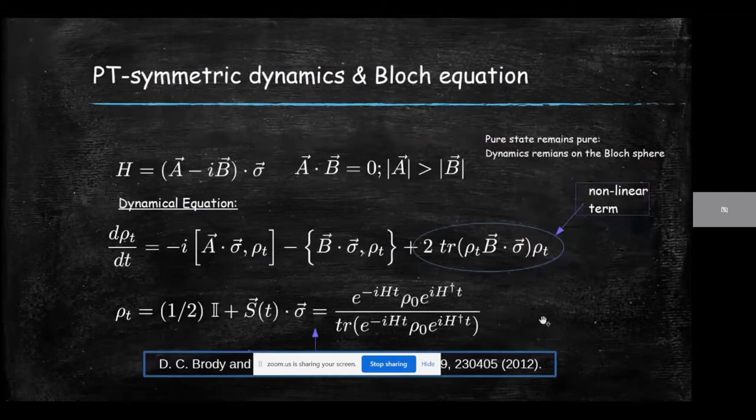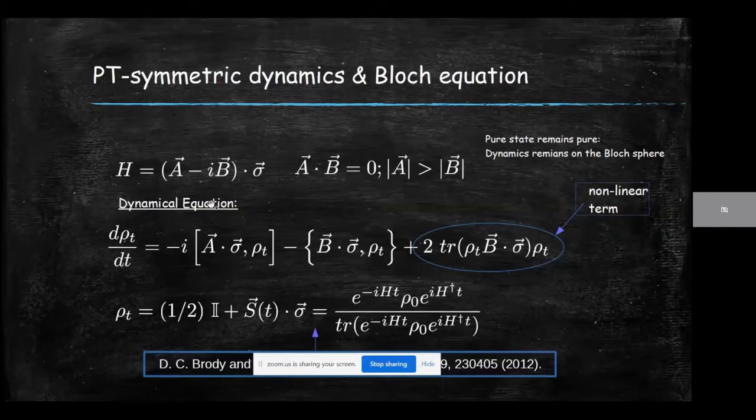So a generic non-Hermitian two-level system can be written down in such a form, where imposing the conditions that A is perpendicular to B and mod of A is greater than mod of B would ensure that such a Hamiltonian has real eigenvalues.